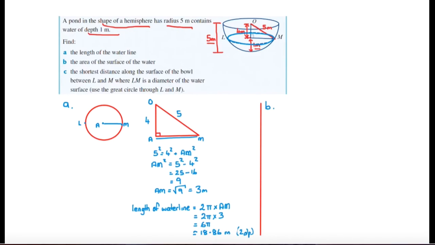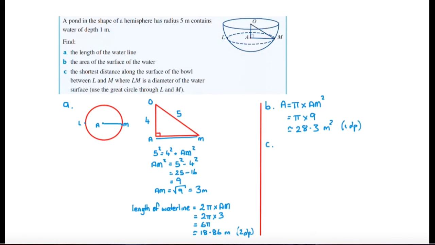The area of the water surface is equivalent to the area of the circle that is the surface. We can use the simple area of a circle rule, pi times the radius squared, the radius being that distance from A to M. That was 3. 3 squared is 9, so the area is approximately 28.3 meters squared. That's rounded to 1 decimal place.